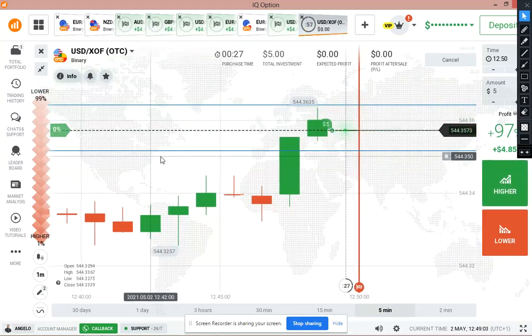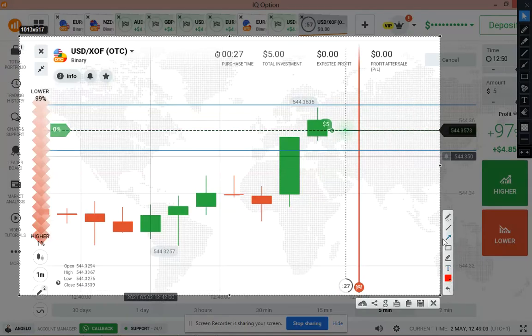Going to place call option because the market crossed this sellers area. The trend is up. The market crossed this sellers area. The next sellers area is here.